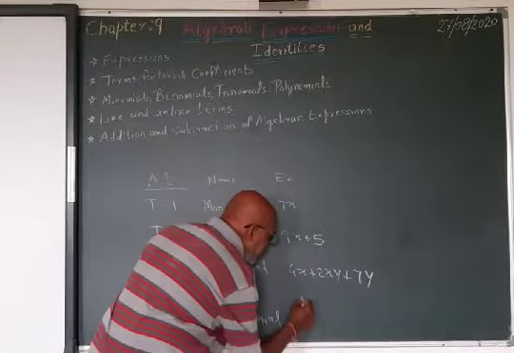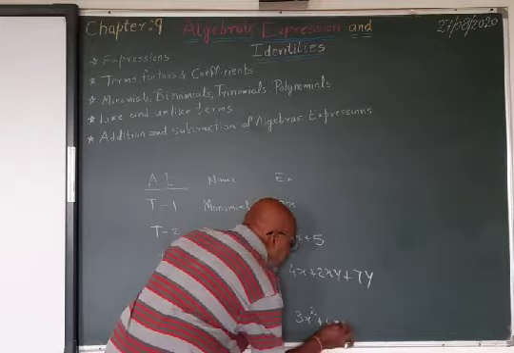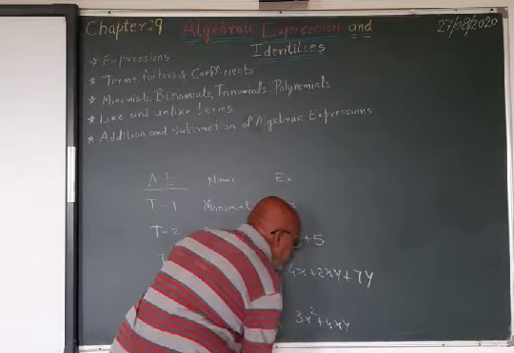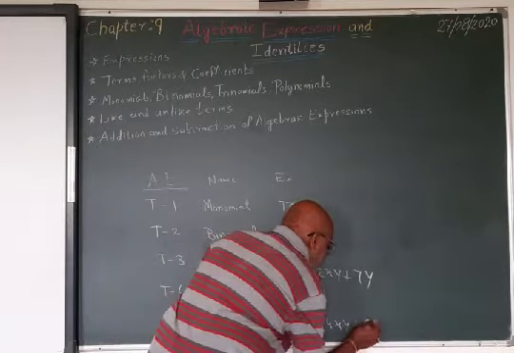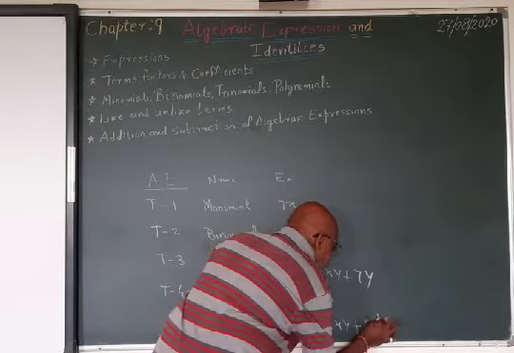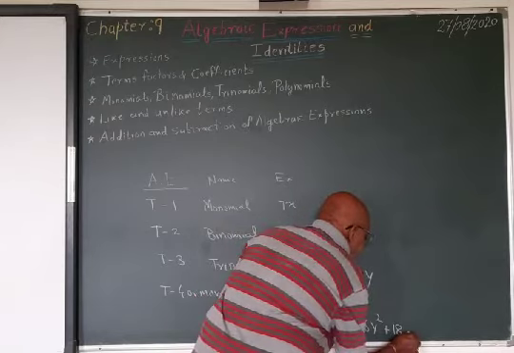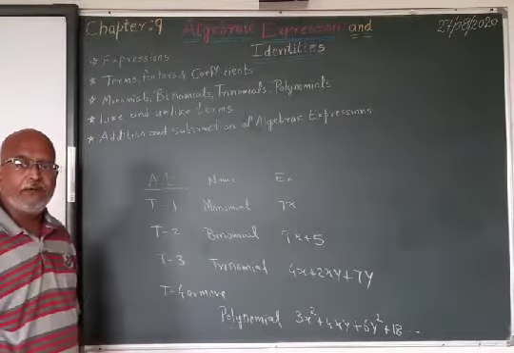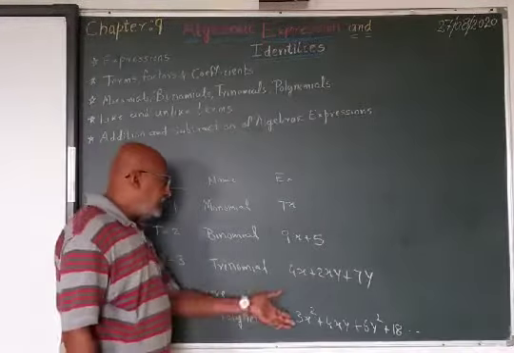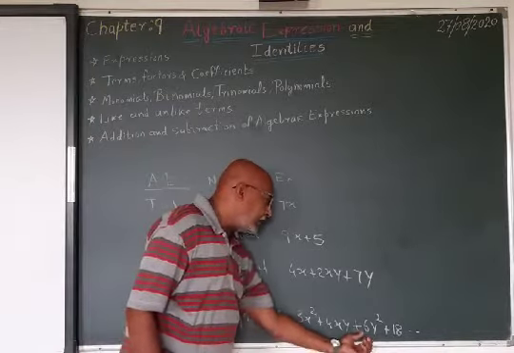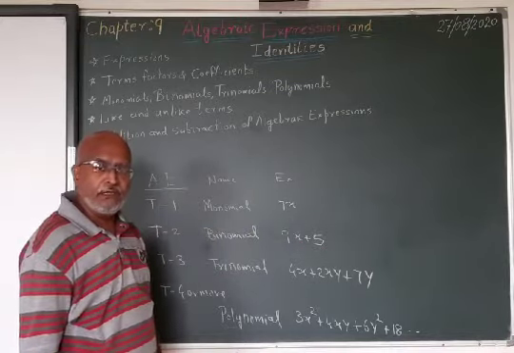The example we can write as 3x square plus 4xy plus 6y square plus 18. There may be more terms than that also. Got it clear? So this way, if the number of terms is more than 3 and we don't know how many, they all will be called polynomial.